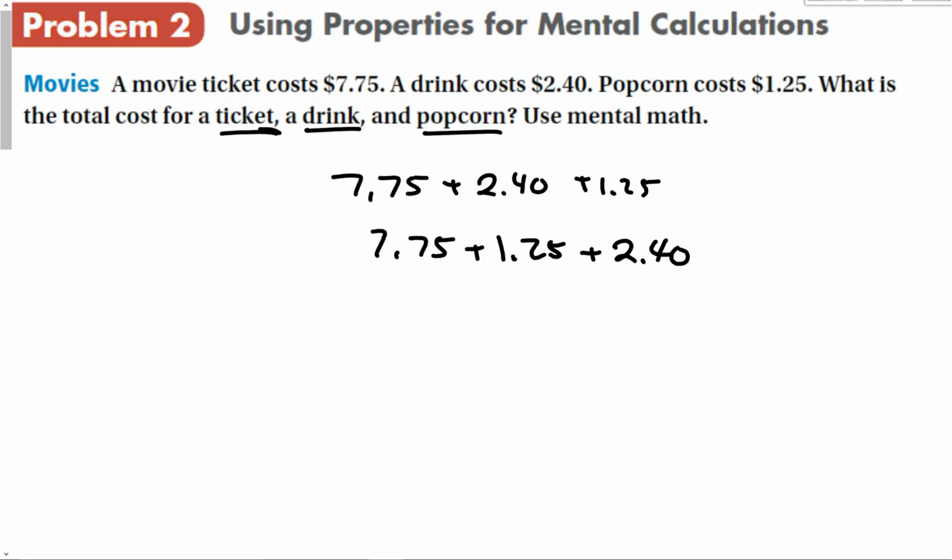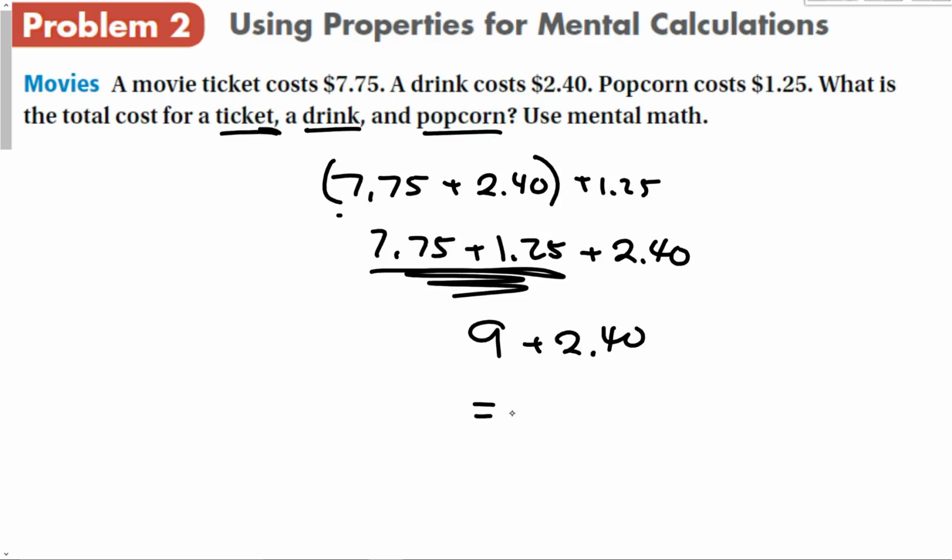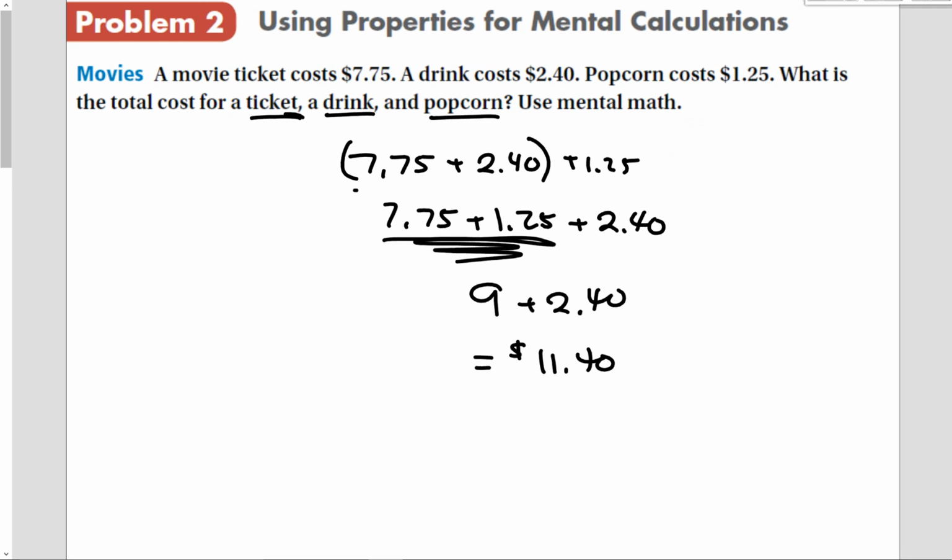And if I want to think about this also with some associative properties, I could have had these two in parentheses and then switched that to rearrange it and put the other two in parentheses. But the point is that I see that those two numbers, 775 and $1.25, are easiest to add together, because when you add those together, you get 9. All the decimals go away. Plus 240. And now that is easier to add together to give me my total of $11.40. So it's much easier if you rearrange something to help you get the problem better.